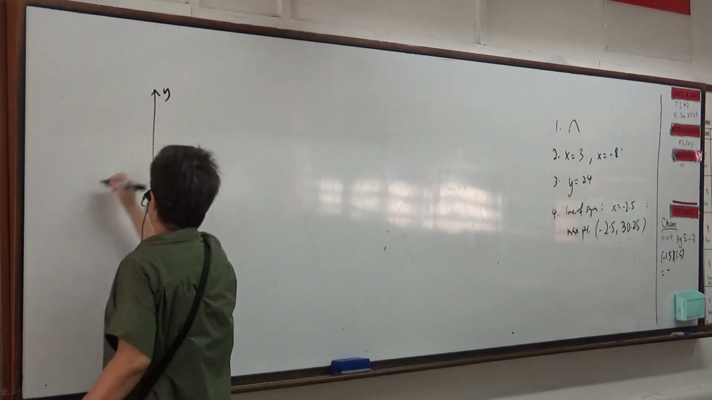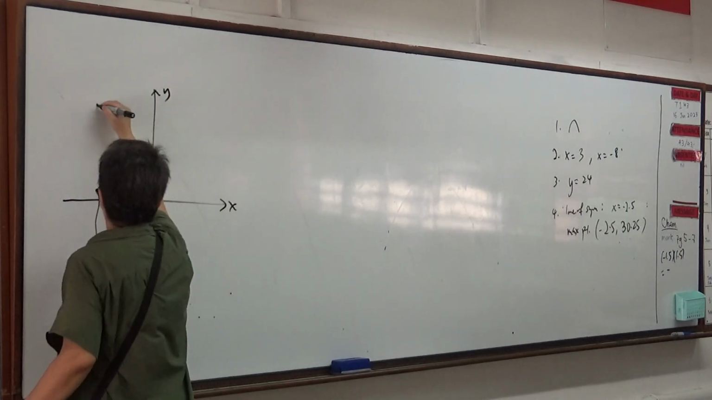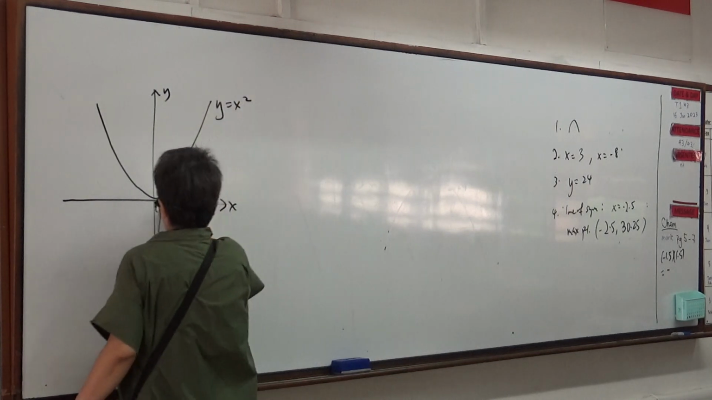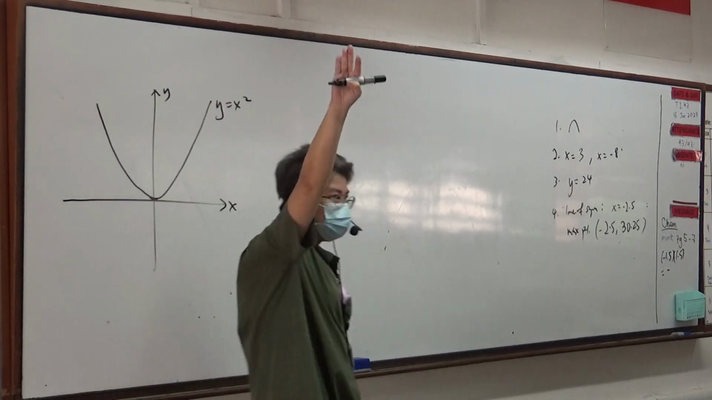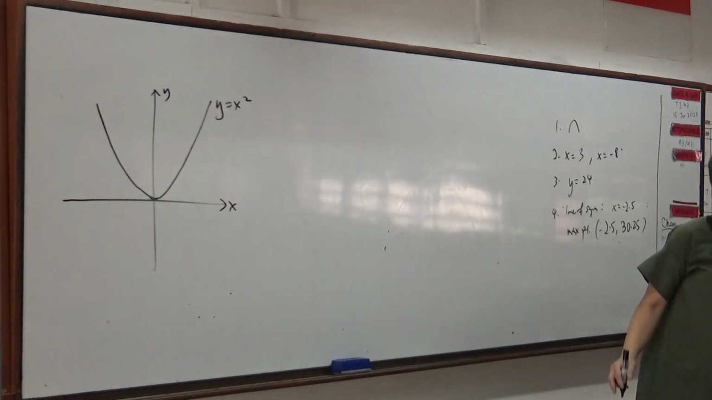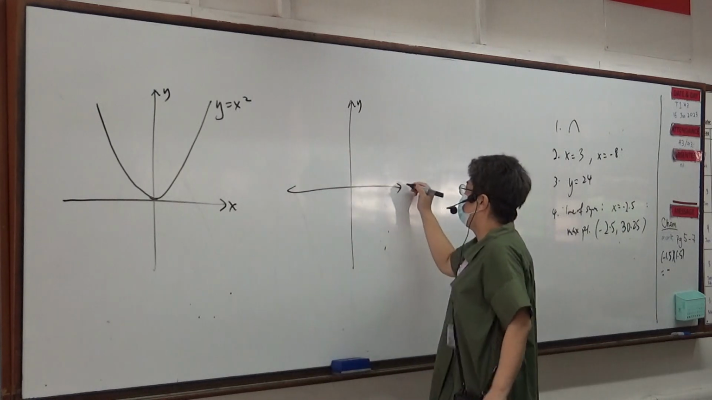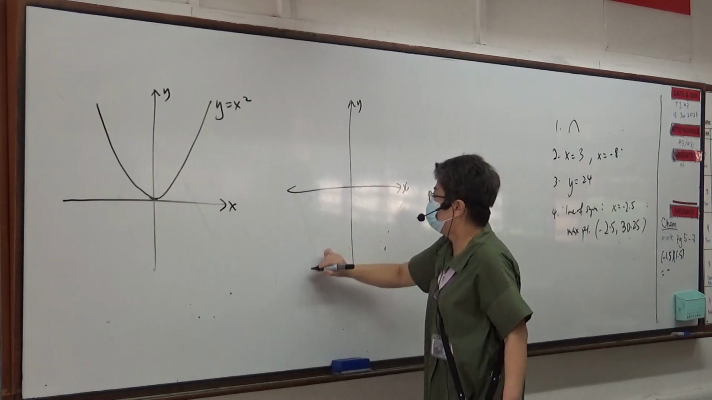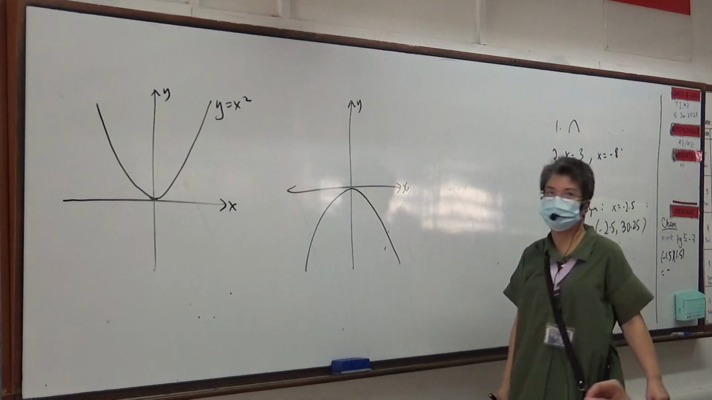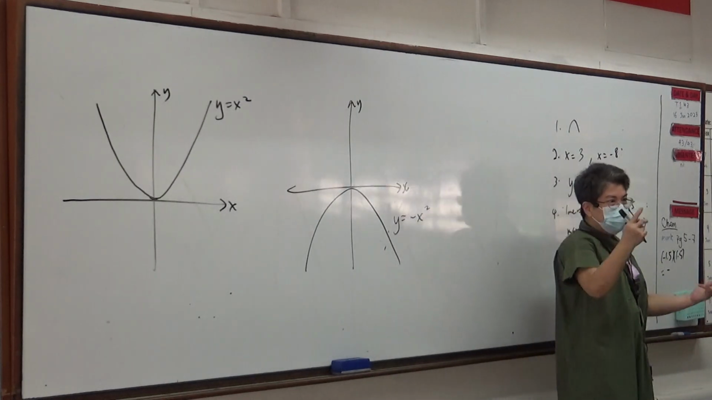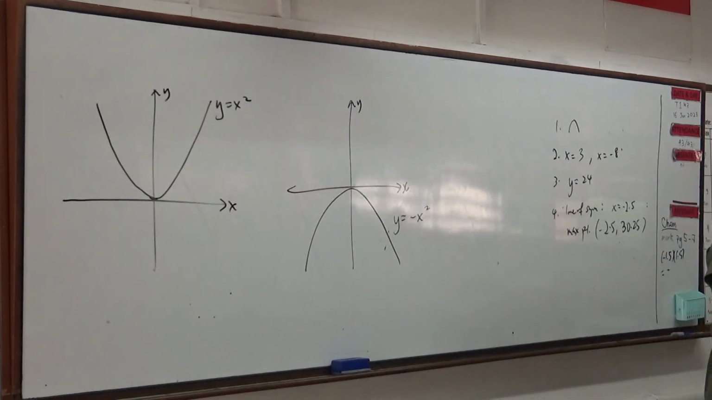Now, everybody from last year's experience should know that this curve is y equals x squared. Correct? Now, what if I have one like this? It will be y equals negative x squared. When it's negative, it reflects about the x-axis. It's the other way around. Everybody clear? Okay.